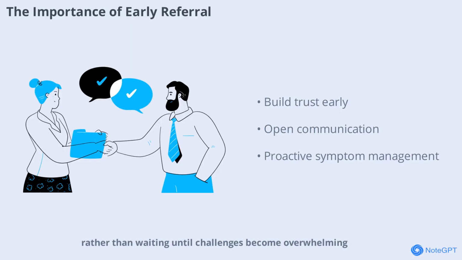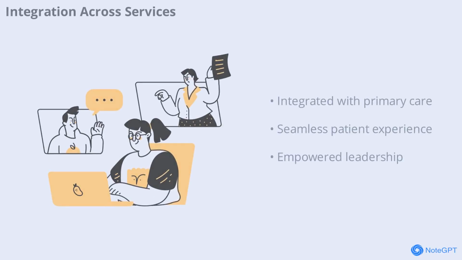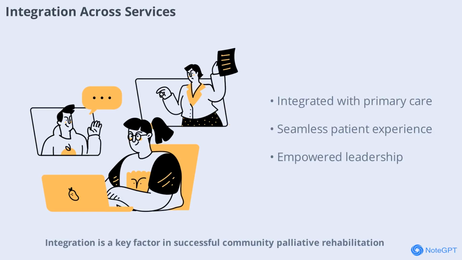Layered model of care is central to effective community palliative rehabilitation. In this approach, generalist therapists handle less complex cases, while specialists focus on patients with more challenging needs. This division allows for timely responses and ensures that specialist skills are used where they are most needed. Importantly, the model encourages collaboration between generalists and specialists, empowering all staff to deliver higher quality care. Support workers and volunteers can also play a role, delivering prescribed interventions under supervision. This structure not only optimizes resources but also ensures that patients receive the right level of care at the right time.